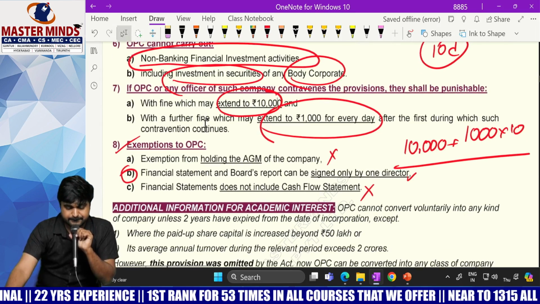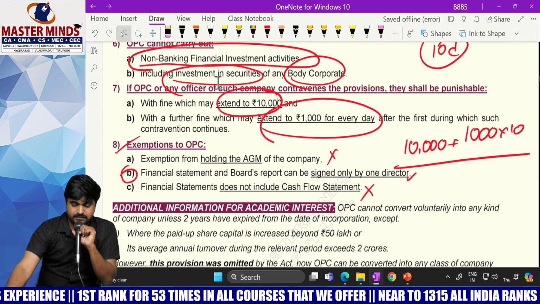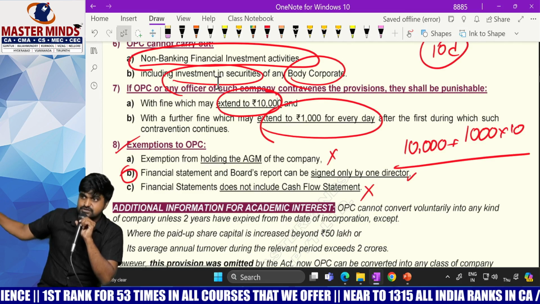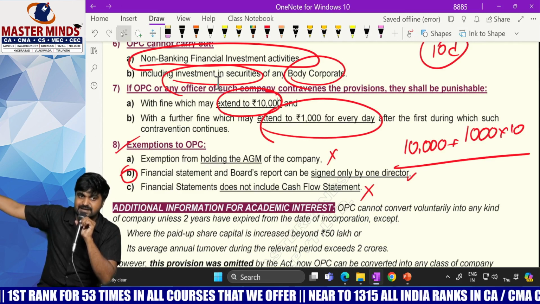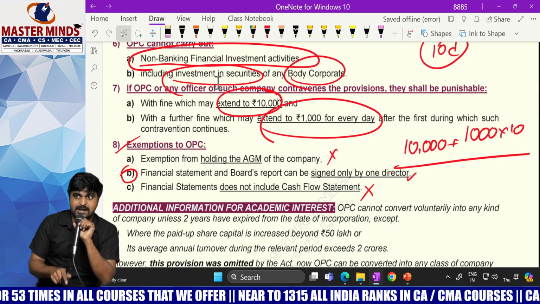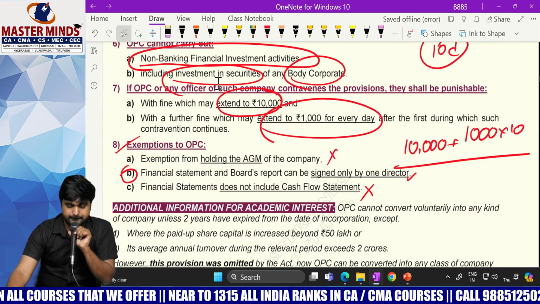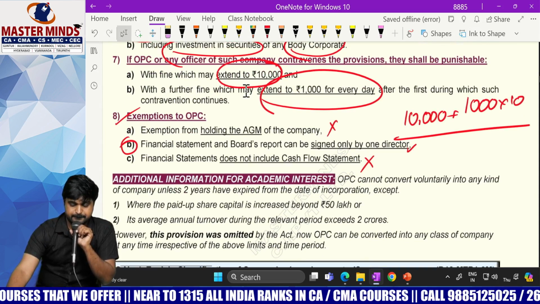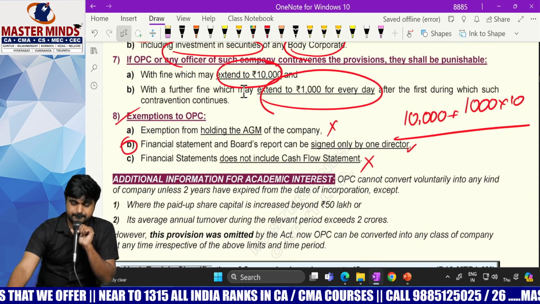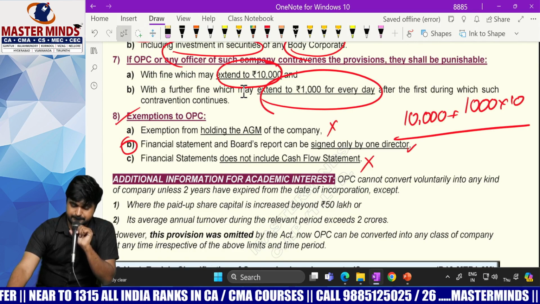If the OPC or any officer of such company contravenes the provisions, they shall be punishable. Those who fail to comply, only those people are liable for punishment. What is the punishment? Up to 10,000, plus up to 1,000 per day. With fine which may extend to 10,000, and with further fine which may extend to 1,000 for every day after the first during which such contravention continues.